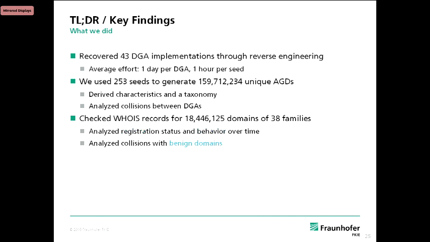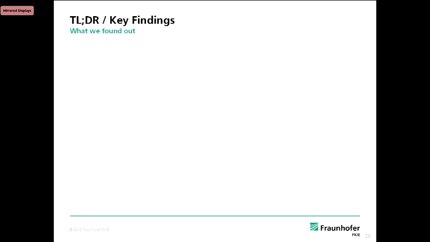And also, are they colliding with the domain space of benign domains? There's this one famous example of Conficker from a couple of years ago, where Conficker would generate itunes.is, basically giving Apple a lot of influx of traffic. What did we find out here?